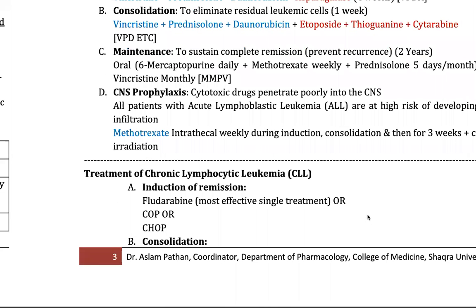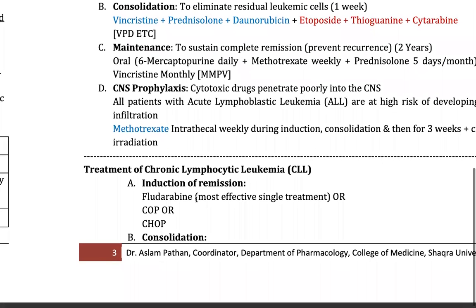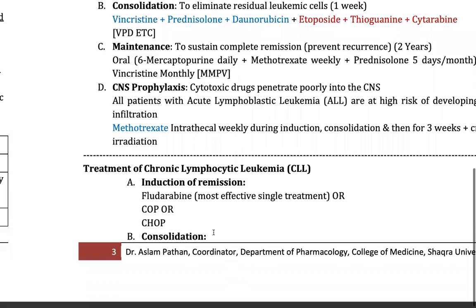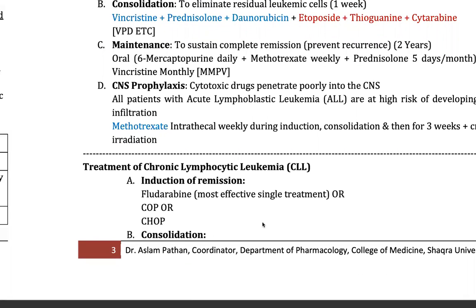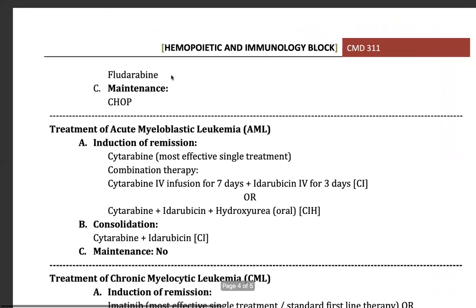See, treatment of the chronic lymphocytic leukemia. For the induction of remission, we need here fludarabine, the most effective single drug, or you can give COP or CHOP. Now, what is the consolidation? To eliminate residual cells, you need 1 week therapy, and this 1 week therapy is fludarabine. Fludarabine, only one drug, is enough.